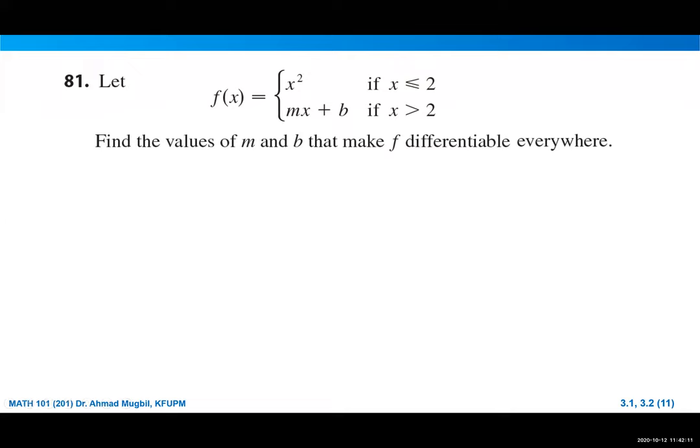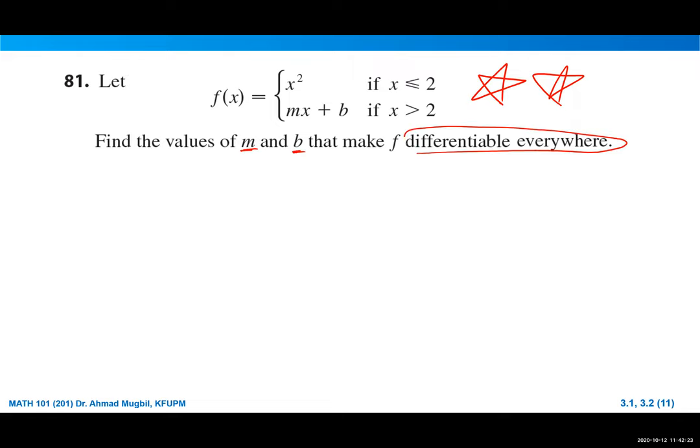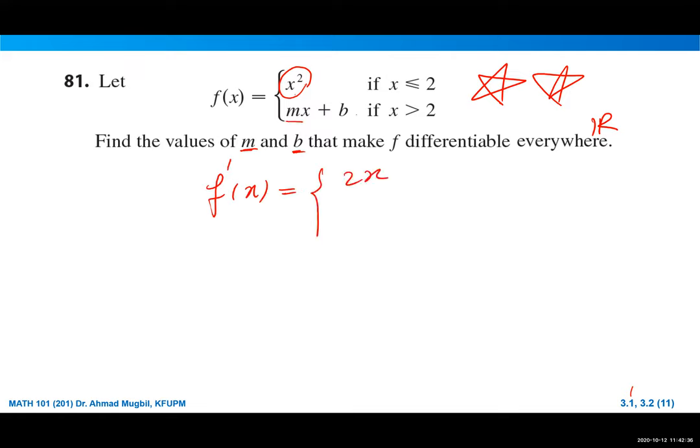Similarly here, but here there is a nice trick. It is important to understand this type of problem. You have a function; find the values of m and b that make this function differentiable everywhere. Everywhere means on the whole real line. So is there any problem with this function? F prime of x is just 2x, and the derivative of this one is m. This is when x is less than 2, and this is when x is greater than 2. If there is a problem, it will be at 2.